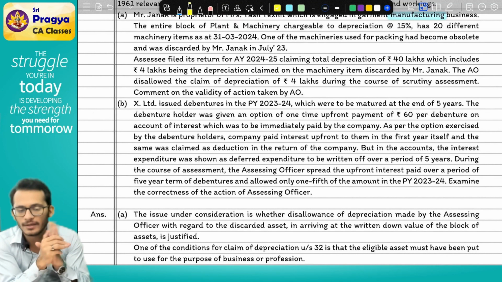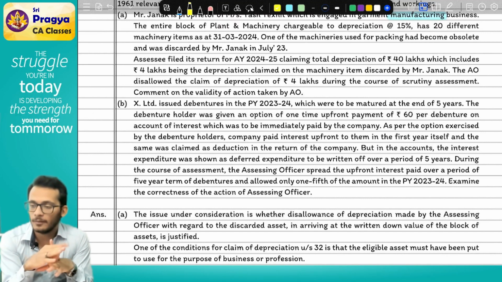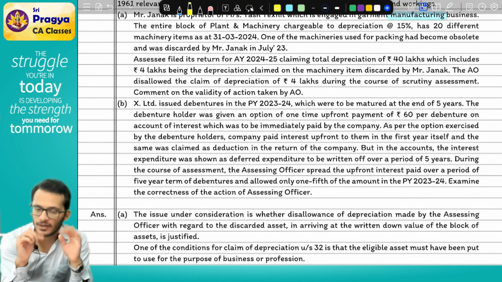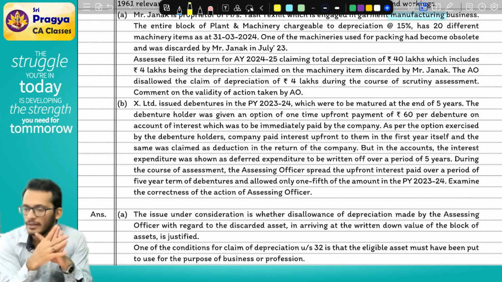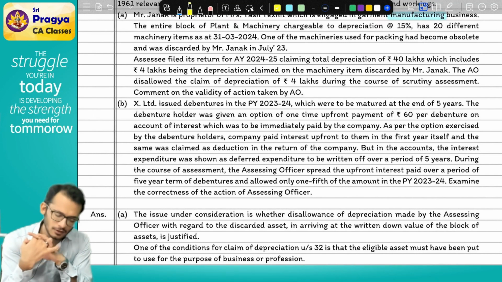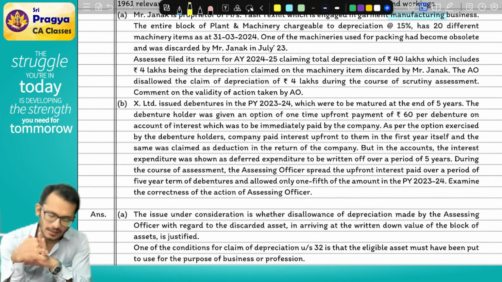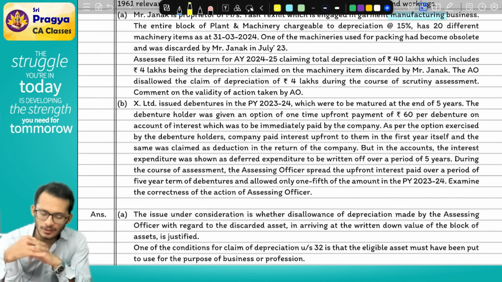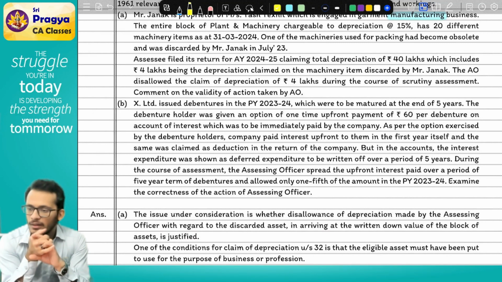So since you took a debenture, the company gave him an option of a one-time upfront fee of 60 per debenture. As per the option exercised by the debenture holders, the company paid interest upfront to them in the first year itself, and the same was claimed as deduction in the return of income.